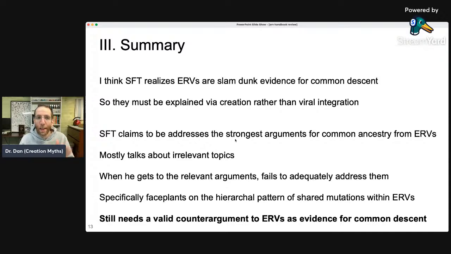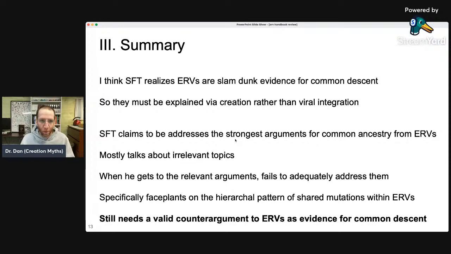What you need to do is explain why you can recover those nested hierarchies based on the sequences themselves. That's what you need to be able to do. Hotspots does not do that. Hotspots only tells you where you're more likely to have mutations, not which ones, not the sequence in which they occur, right? So that doesn't do it. Hotspots don't do it. You need a better explanation.